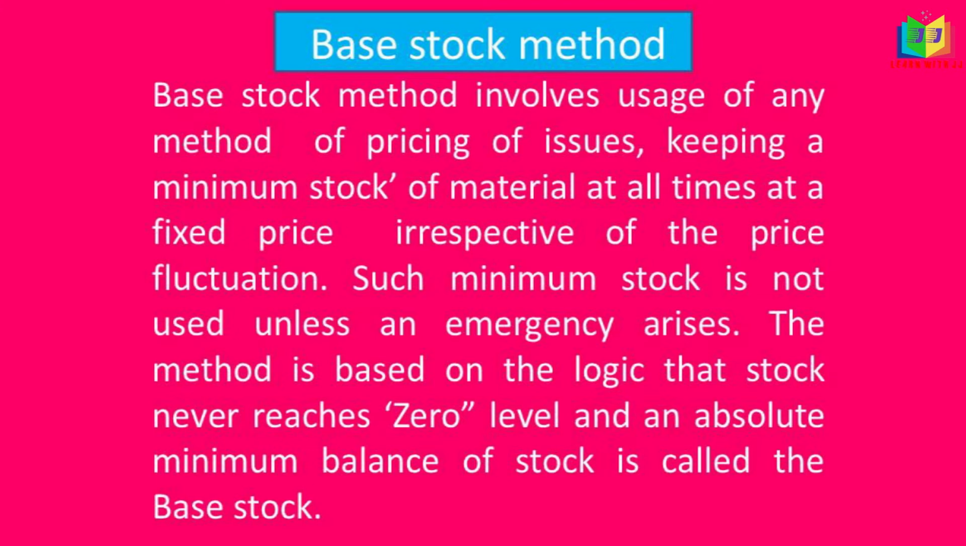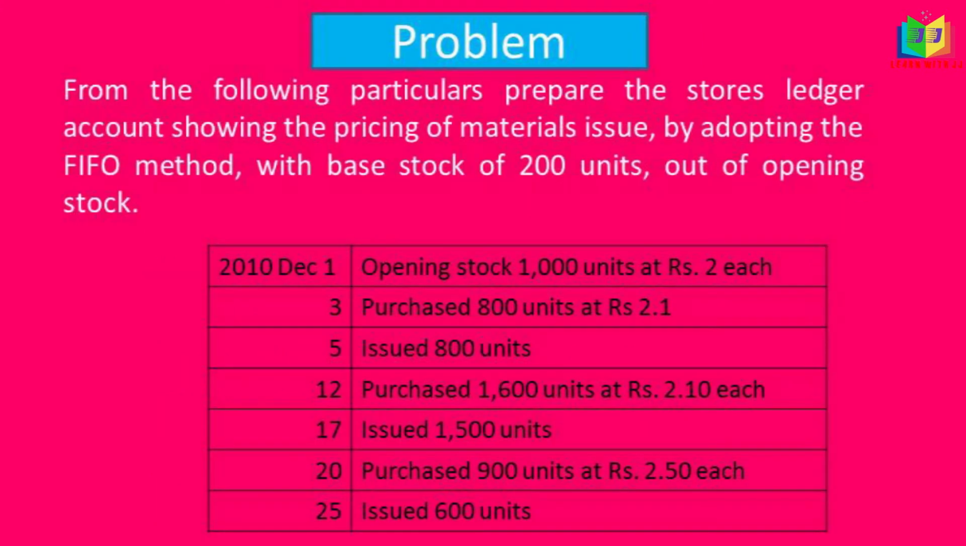Now we'll see one problem under this method. Yes, here we have the problem. From the following particulars, prepare the stores ledger account showing the pricing of material issues by adopting the FIFO method. Here we are going to use the FIFO method of pricing material issues. The base stock here is 200. We have to maintain these 200 units till the end out of the opening stock. Yes, let's start doing the problem.